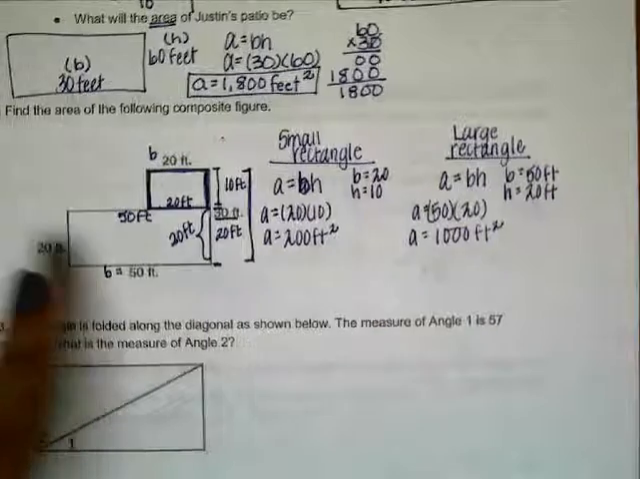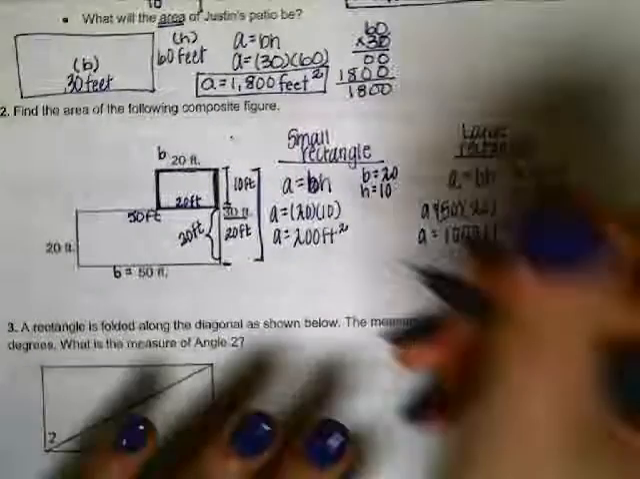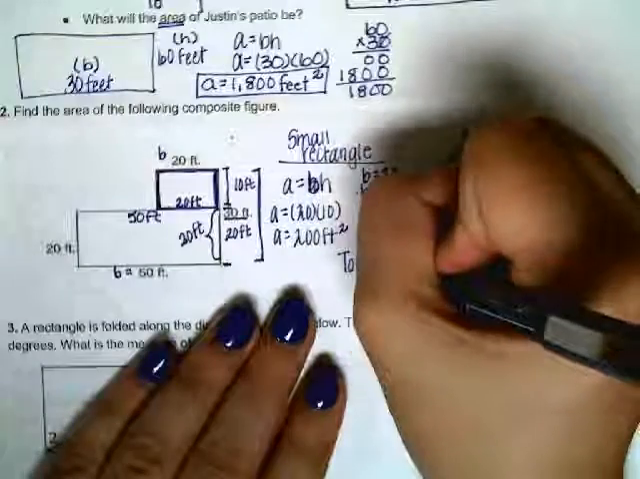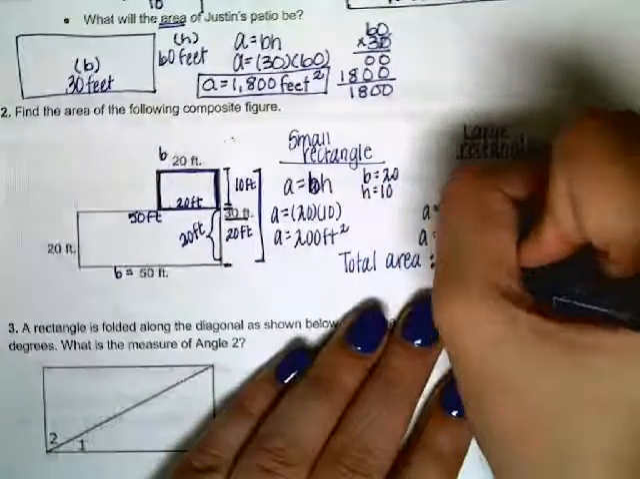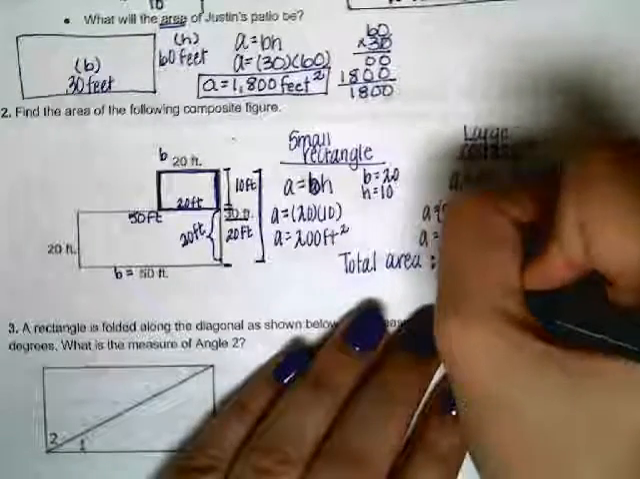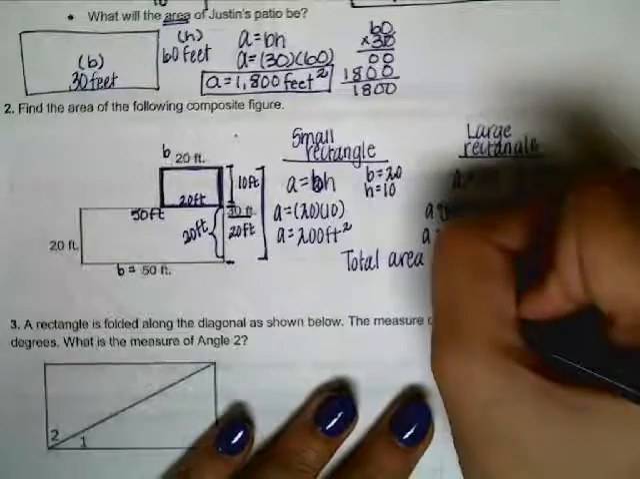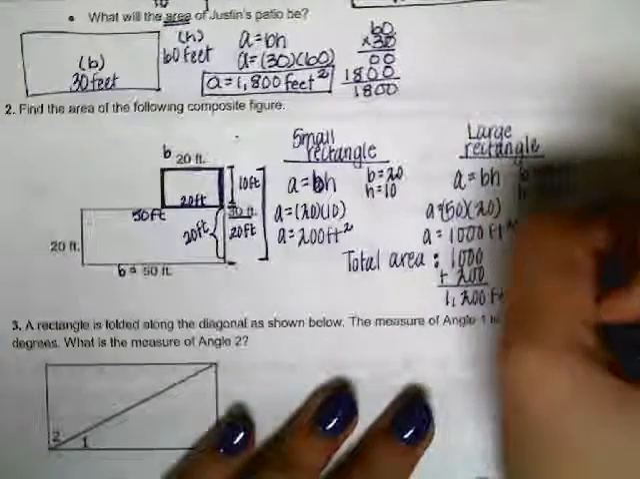After I find the area of my simple figures, I have to add those simple areas together, and that creates my total area. So 1,000 plus 200, which gives me 1,200 feet squared.